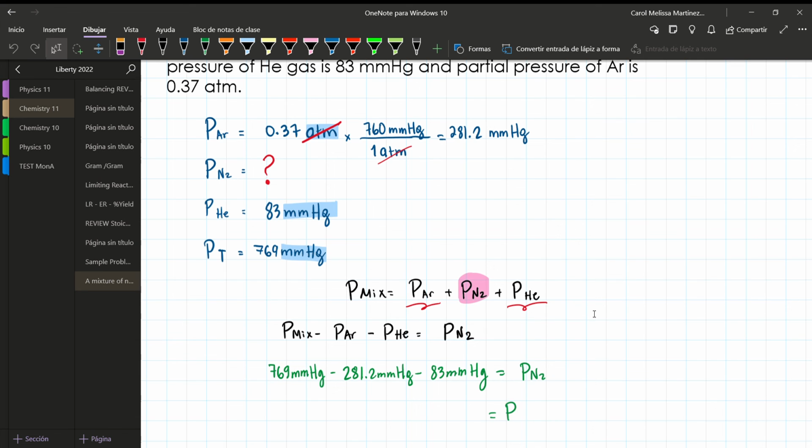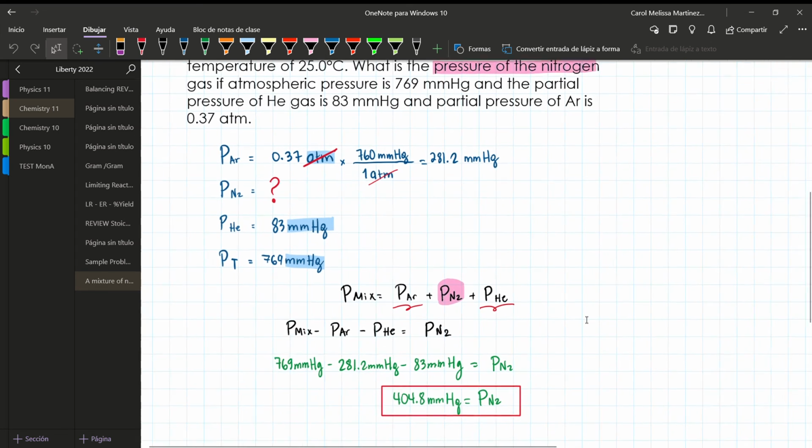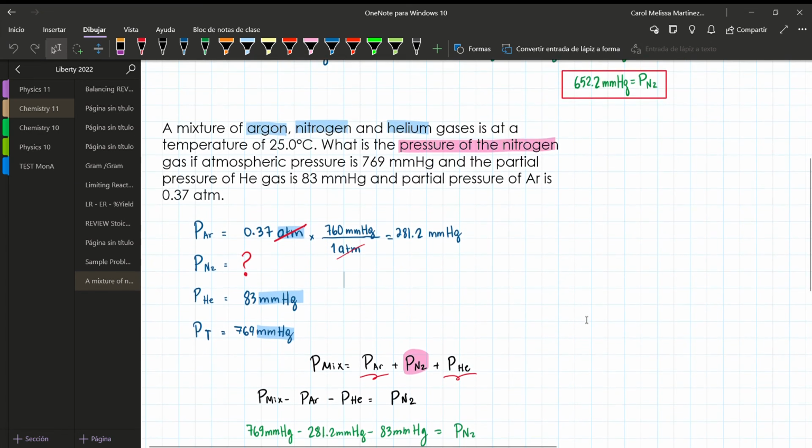Pressure of nitrogen is equal to 404.8 millimeters of mercury. So two different kinds of problems, but the general idea of the topic is the same.